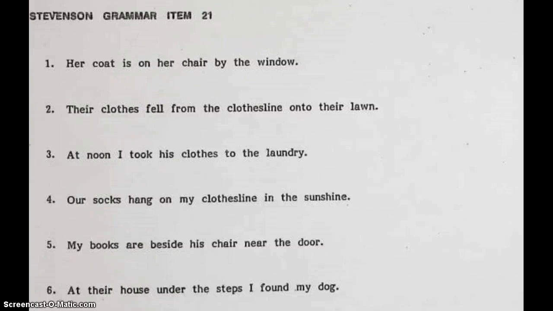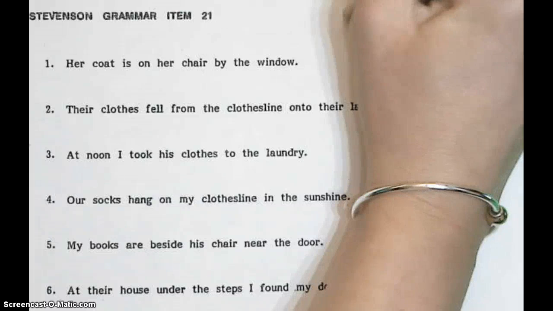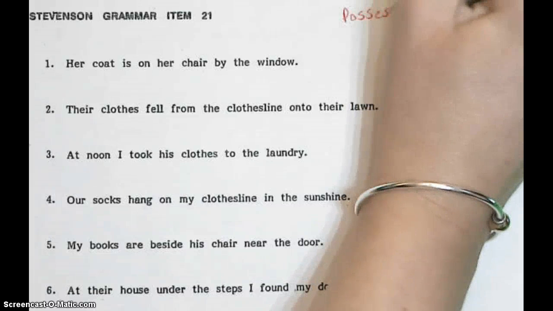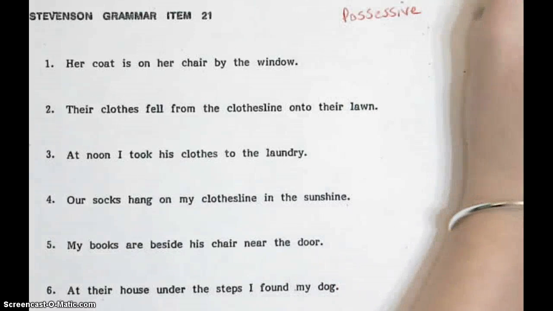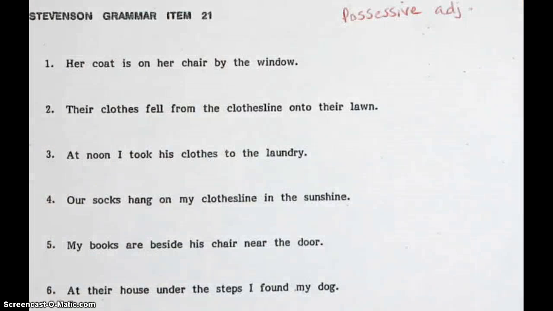Okay, so today is Monday, March 16th, and we're going to continue with item 21 for our prepositions. We are going to add a new step this week, and that is possessive adjectives. So let's go ahead and write that on the top right corner, and we can abbreviate adjective.